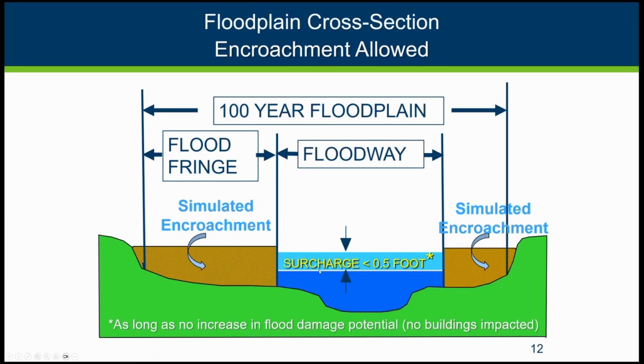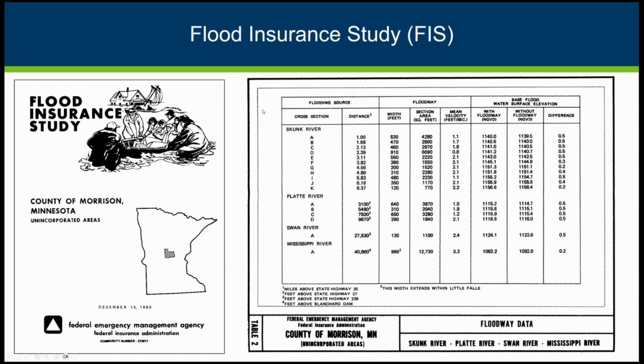There are many cases where the floodway surcharge will be less than 1/2 foot, but that is the maximum allowable surcharge in Minnesota. And there is one important caveat to that: the 1/2 foot rise is allowed only if there is no increase in flood damage potential, which you can think of as no buildings being impacted. So buildings that are not currently in the floodplain can't suddenly become in the floodplain due to a surcharge, and buildings that are already in the floodplain can't experience a rise associated with that. I just wanted to interject that, FYI, the national standard allows 1 foot of rise, so Minnesota is more restrictive.